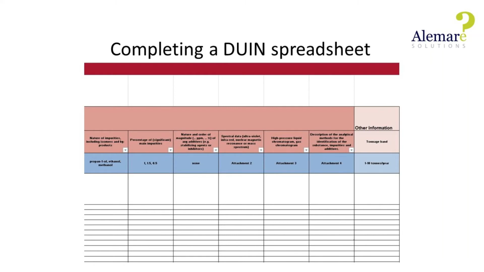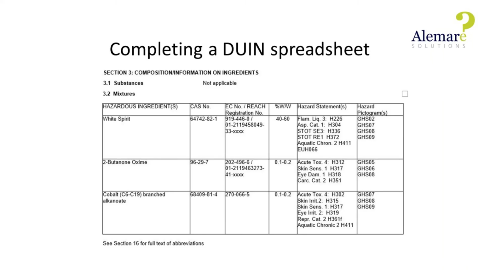The final column asks you for the tonnage bands of all the substances. It's not necessary to provide the tonnages, but it will be a reminder when the substance must be finally registered. Most of the identification and hazard information can be found in section 3 of the supplier's safety data sheet. The concentration enables you to estimate the quantities of the ingredients in a mixture and whether they should be included in the spreadsheet. You can find the information about the authorization and restrictions in section 15.